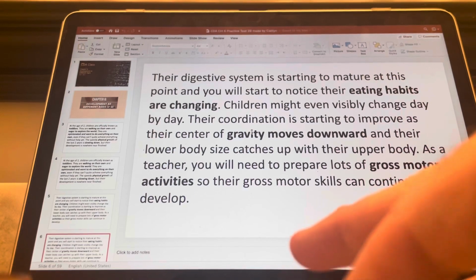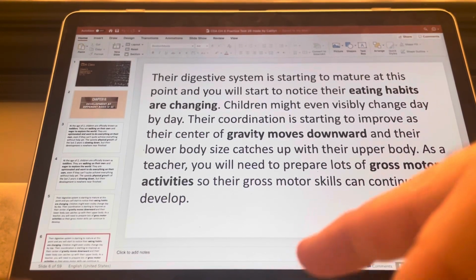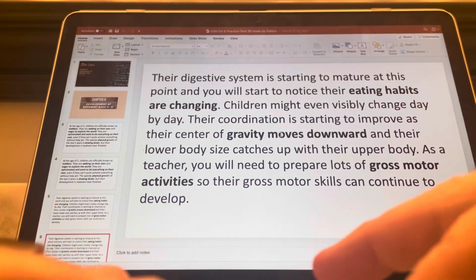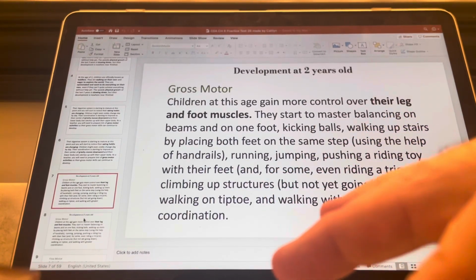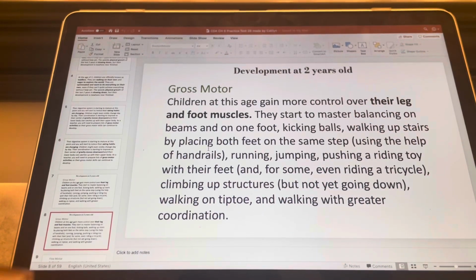Remember when they're born, all the weight is in their head. As they begin to get over the age 2, 3, their center of gravity gets lower. That's why they have a little bit better balance. And that's going to be your job, to go to every other screen and take out some of the key words and build your own practice test.